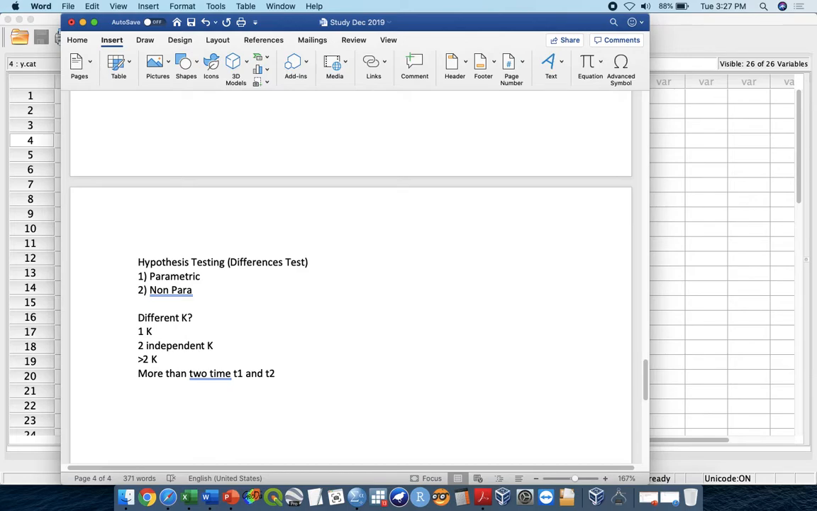Okay, so the first one is 1K or one group. So the data is, I'm going to focus on the parametric analysis first. Today we are going to learn about one sample t-test. Before I begin, I want to ask you, what is the function of one sample t-test? Compare the mean of one population against certain values. Usually I'm going to call it the standard.